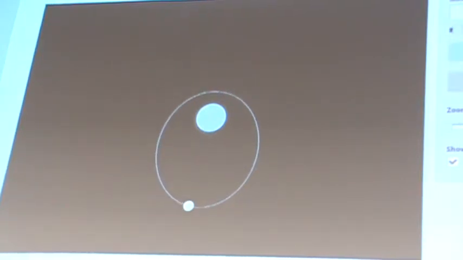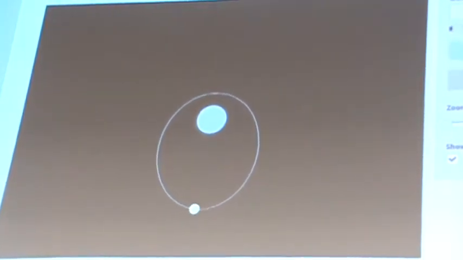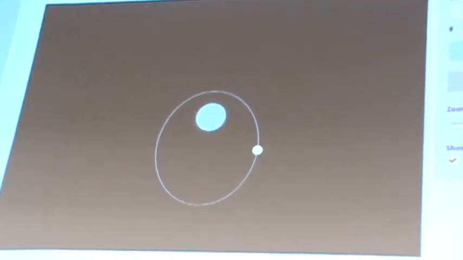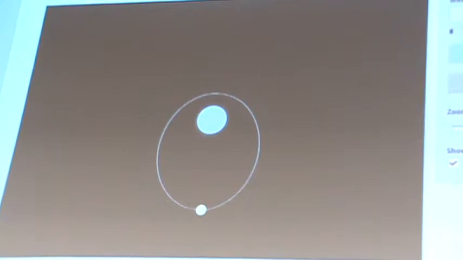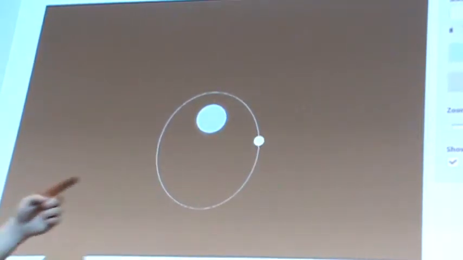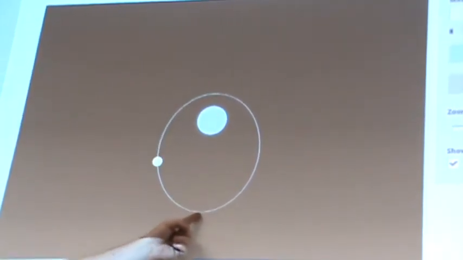Also, I want you to notice something else about this orbit. What do you notice about the speed of the moon when it's close to the planet versus the speed of the moon when it's far from the planet? Good. Faster when it's closer, slower when it's far.